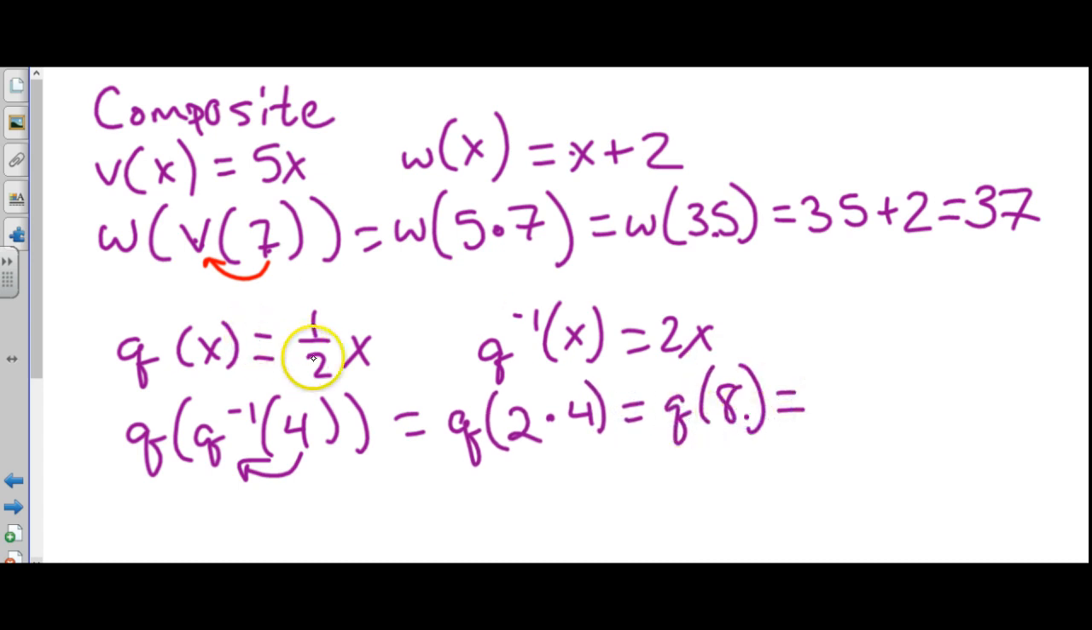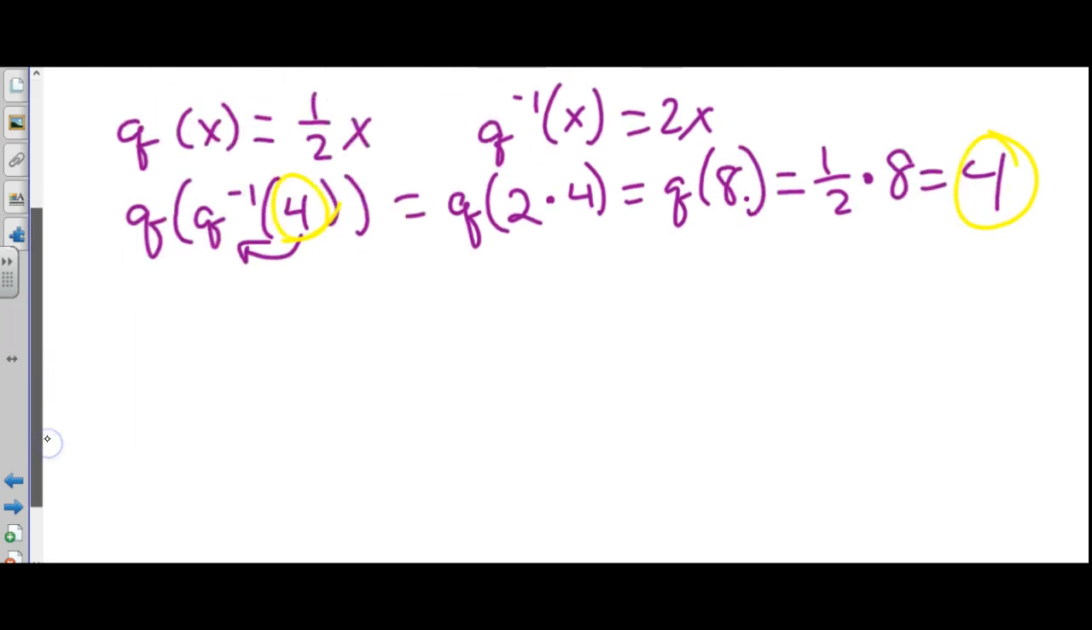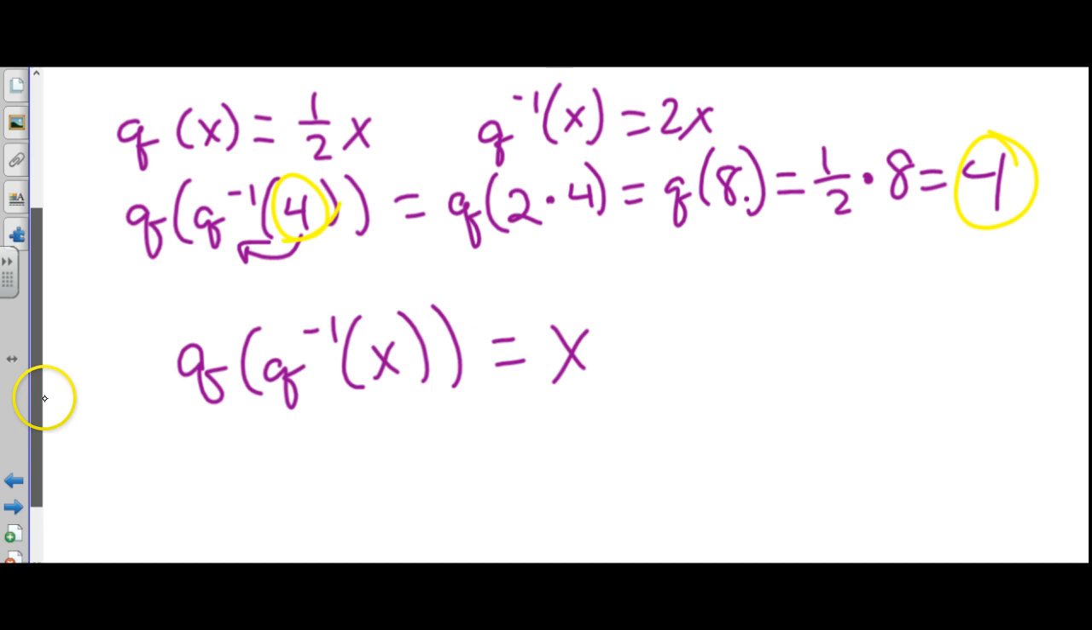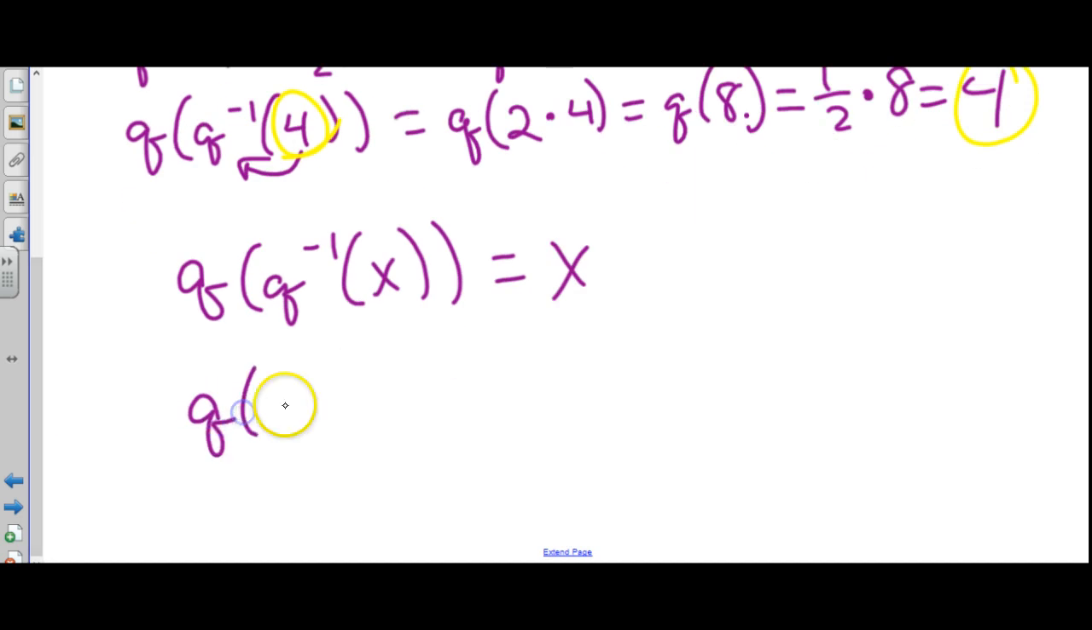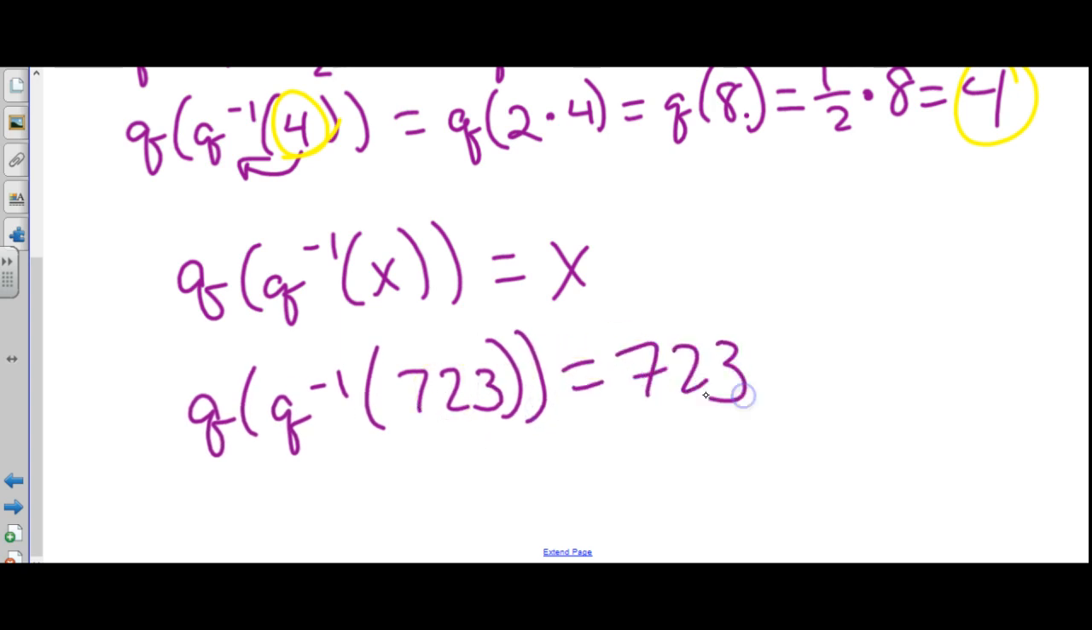Take 8, plug it into q. 1/2 times 8 then would give me 4. So notice our starting number and our ending number was the same. Well, that is the same for all inverses. q of q inverse of x is always x. So I could ask you q of q inverse of 723. We wouldn't have to go and plug it into our function. We would just say, oh, that's 723.